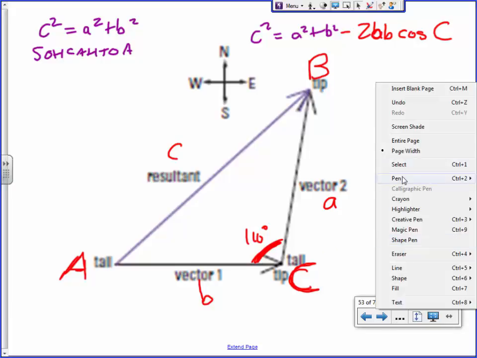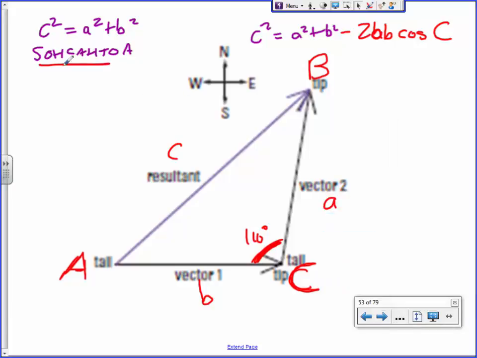A similar law, this is actually the one that made SOHCAHTOA. I'll show you a proof later if you want, but it's actually the sine law. How did they do it in your book? Did they do sine A over a or a over sine A? Okay. Honestly, it doesn't matter which one it is. But it's a over sine A, b over sine B, and c over sine C.